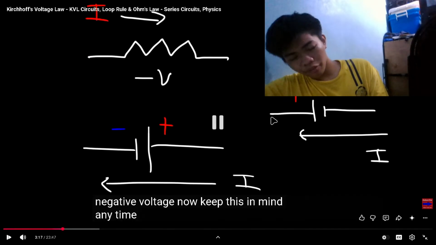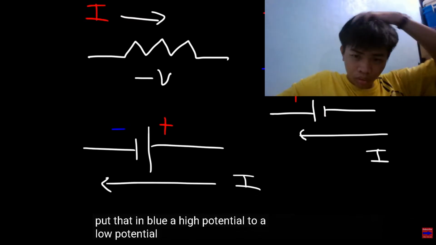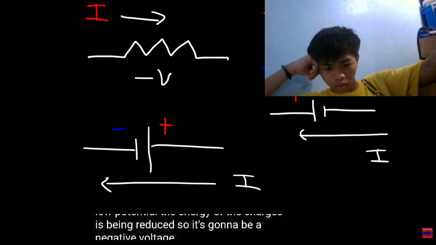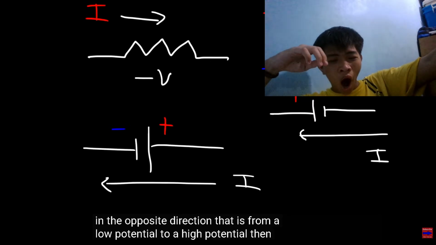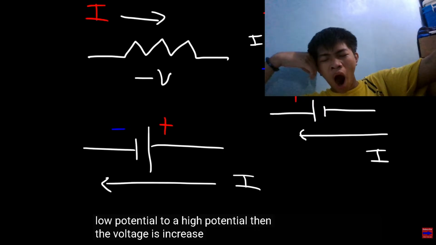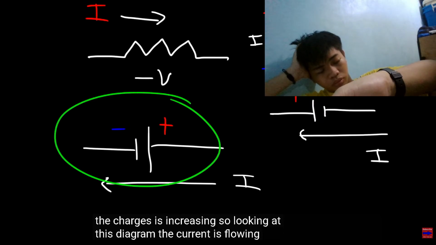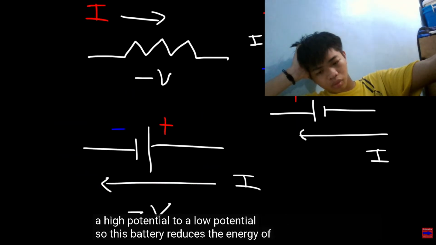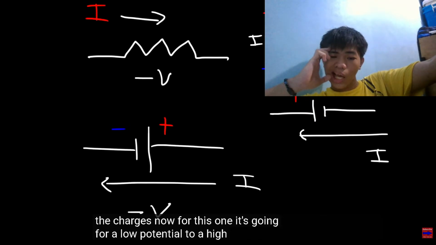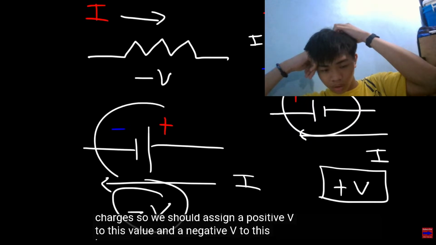Now keep this in mind, anytime the current flows from, let me put that in blue, a high potential to a low potential, the energy of the charges is being reduced, so it's going to be a negative voltage. Now anytime it flows in the opposite direction, that is from a low potential to a high potential, then the voltage is increasing, the energy of the charges is increasing. So looking at this diagram, the current is flowing from positive to negative, so it's going from a high potential to a low potential. So this battery reduces the energy of the charges. Now for this one, it's going from low potential to a high potential, so it's increasing the energy of the charges. So we should assign a positive V to this battery and a negative V to the other battery.